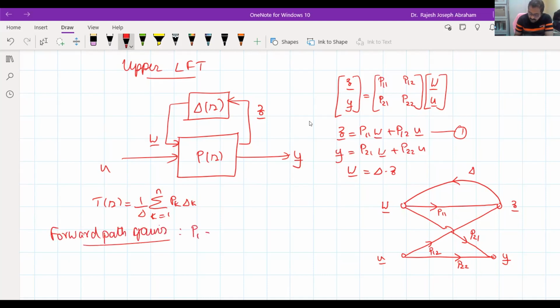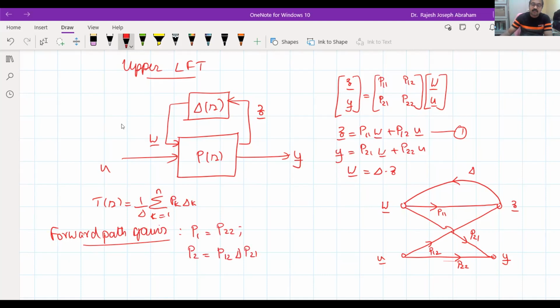What is the first forward path gain? From input U to Y we are finding, so the first one is P22. P1 is equal to P22. Then what's the next forward path? From U to W, we move through P12 delta P21. P2 is P12 delta P21. These are the 2 possible forward paths from the input node U to the output node Y.